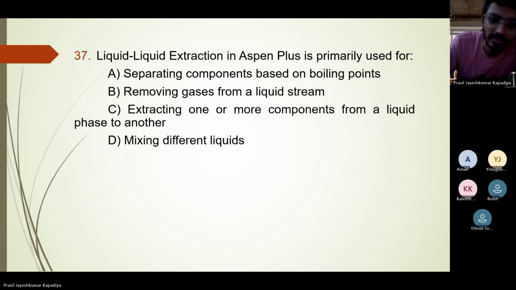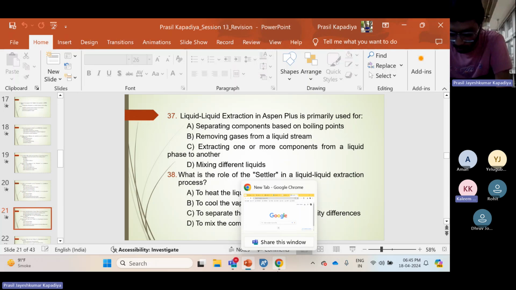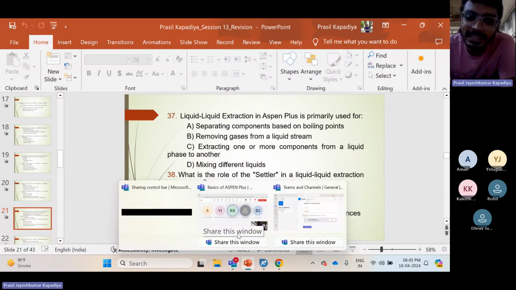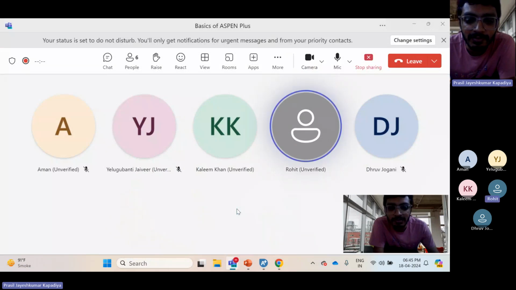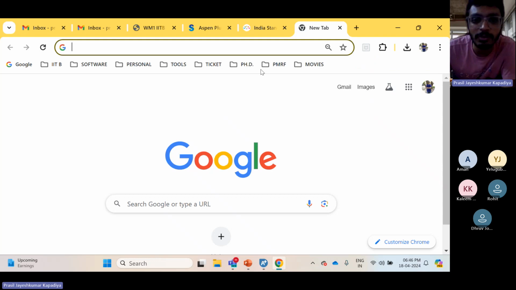Anyone? Density difference? No. What does distillation say? We can separate components based on boiling points. Azeotropic. Who said azeotrope? Yes, please. Who is this? Kalim. Yes, you are right. Acetone water forms an azeotrope. I don't remember the condition.